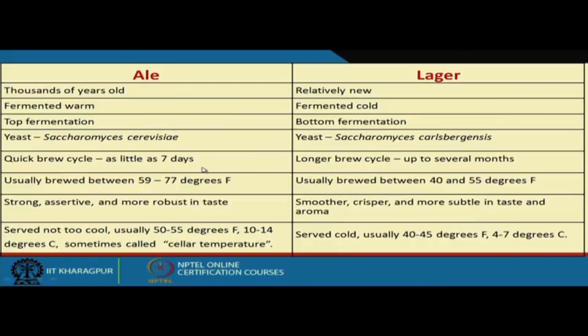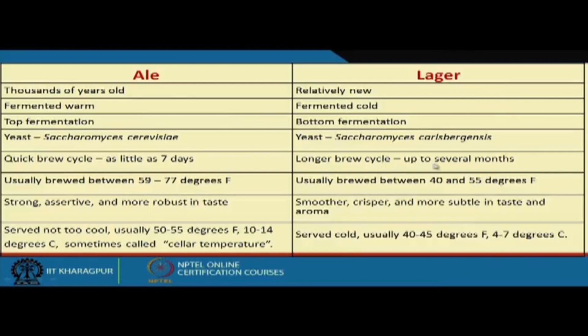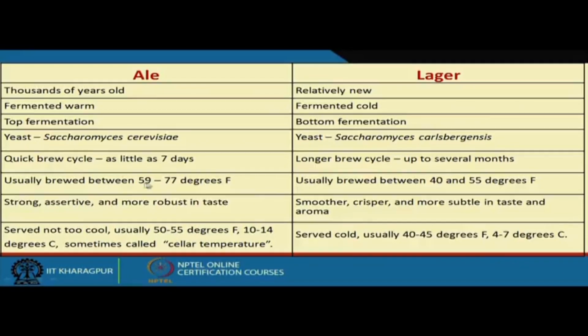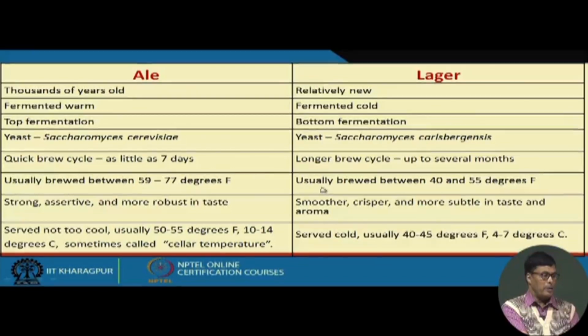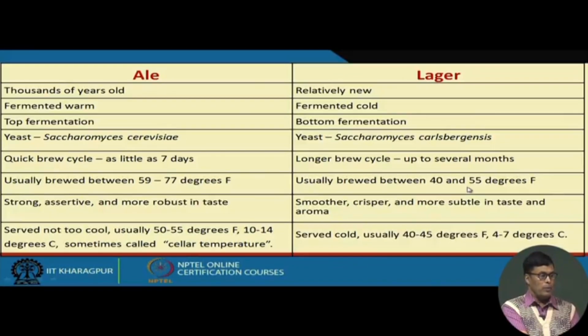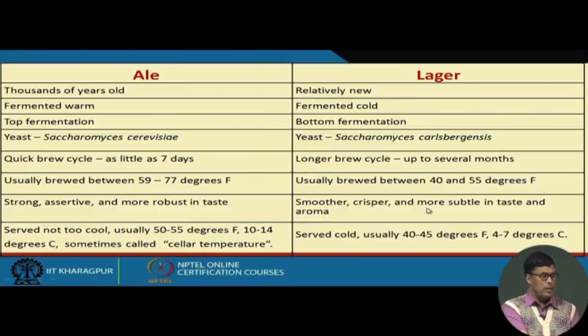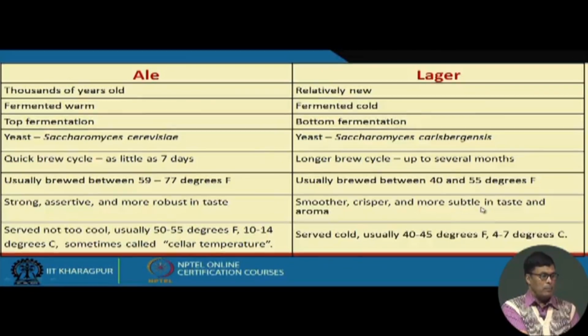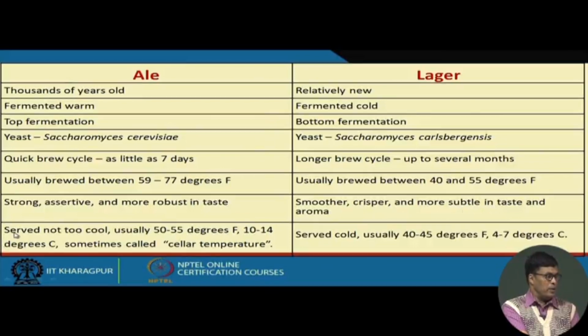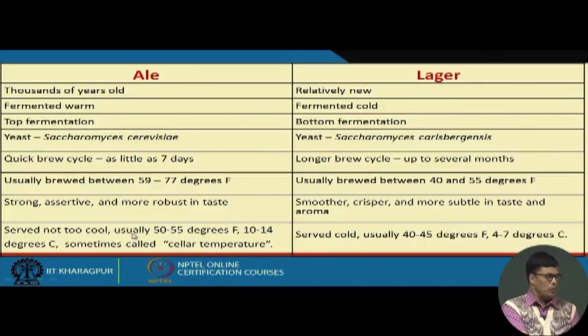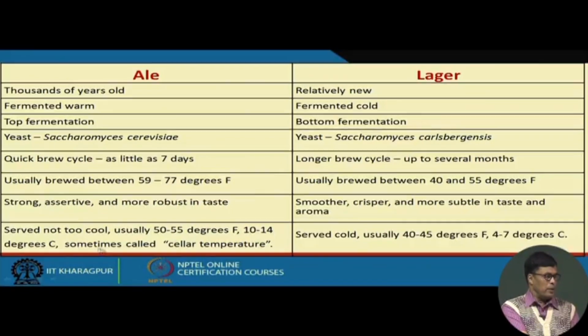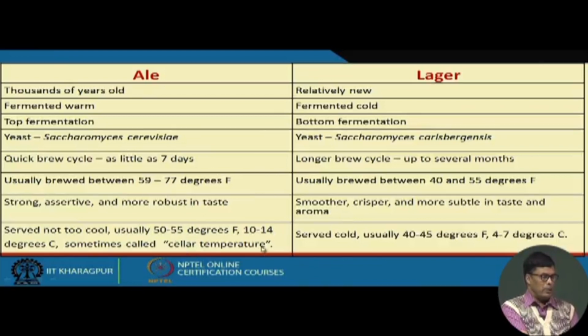Ale has a quick brew cycle of about 7 days, while lager has a longer cycle of several months. Ale is usually brewed between 59 to 77 degrees Fahrenheit, and lager usually between 40 to 45 degrees Fahrenheit. Ale is strong, assertive, and robust in taste, while lager is smoother, crisper, and more subtle in taste and aroma. Ale is served not too cold, usually 50 to 55 degrees Fahrenheit, 10 to 14 degrees centigrade, sometimes called cellar temperature.